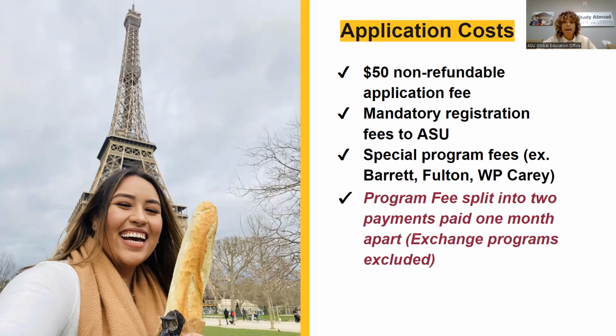Then you will pay a program fee for the program, which is split into 2 payments paid 1 month apart. So usually what this looks like, for example, for spring semester, students will be charged in January for the first part and then early March for the second part of the payment.